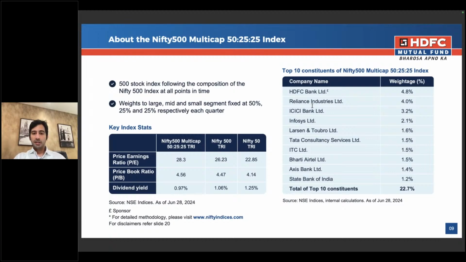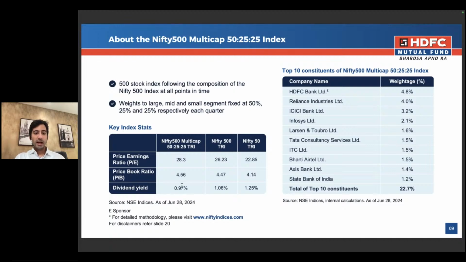तो जस्ट टेक HDFC बैंक और रिलायंस. नॉर्मल निफ्टी 500 में their weight would have been 8 to 10%. यहाँ पे उनका weight is less than 5. So why? Because large cap के weight कम है, mid small का weight ज्यादा है to maintain 50 25 25, right? So this is just to give you an idea.